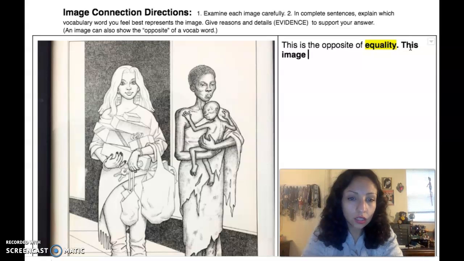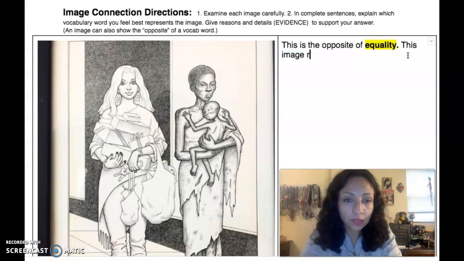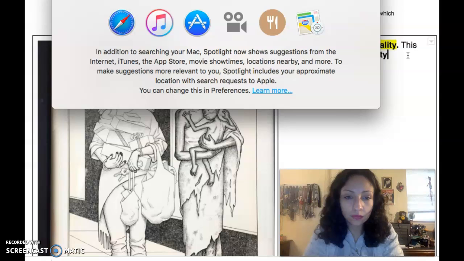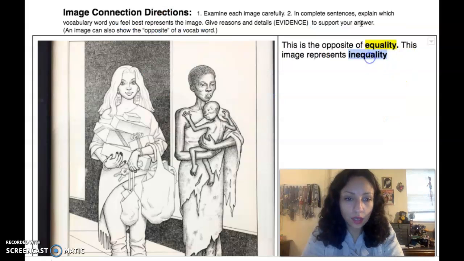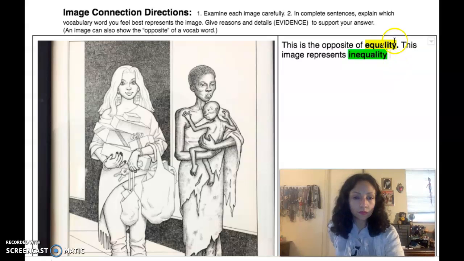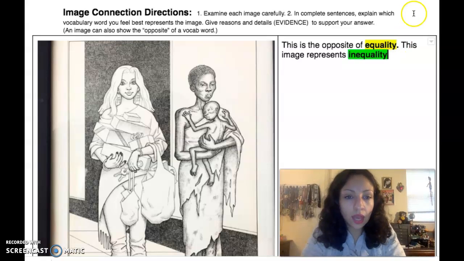This image represents, oops, now I'm writing everything in bold. There we go. This image represents inequality. Oops. I'm going to highlight this one too. Represents inequality. And then what do we write after that? Well, next we give our evidence.